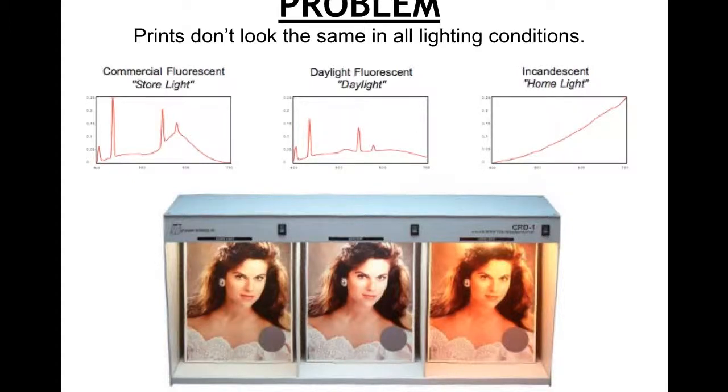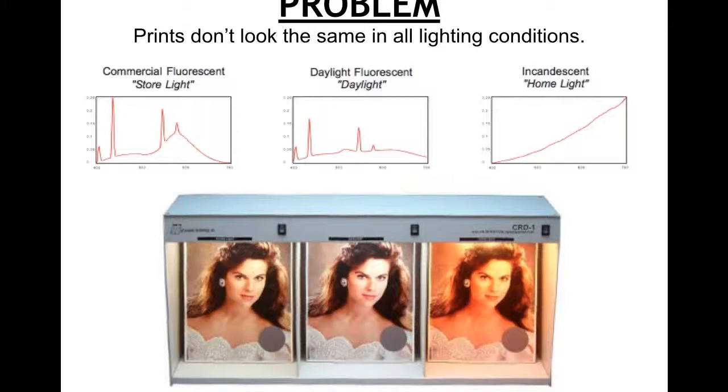So what this light booth does is it illuminates three copies of the same image with three different light sources. Store light, like you're going to see in your retail store, daylight, like you're going to see outside or in a D50 light booth if you use one, and then incandescent, which is what we might still have at home, although more than likely, unless you're like my friend John Sweeney, who admitted to stocking up on incandescent bulbs because he likes them, most of us are probably not going to have incandescent in our homes for much longer.